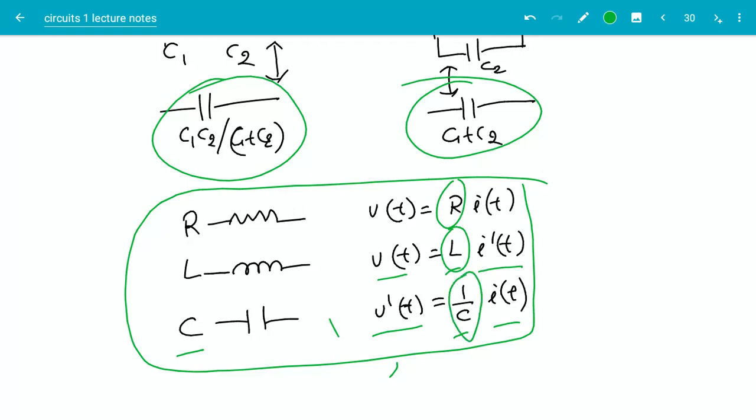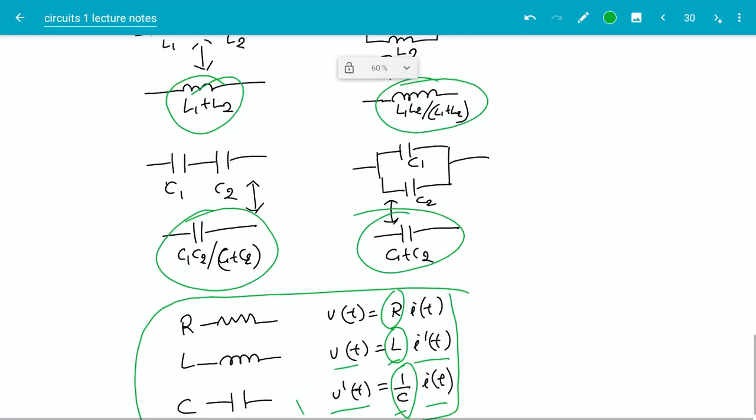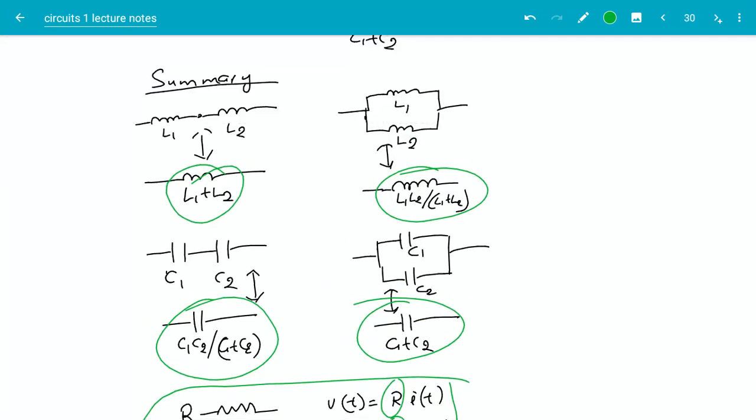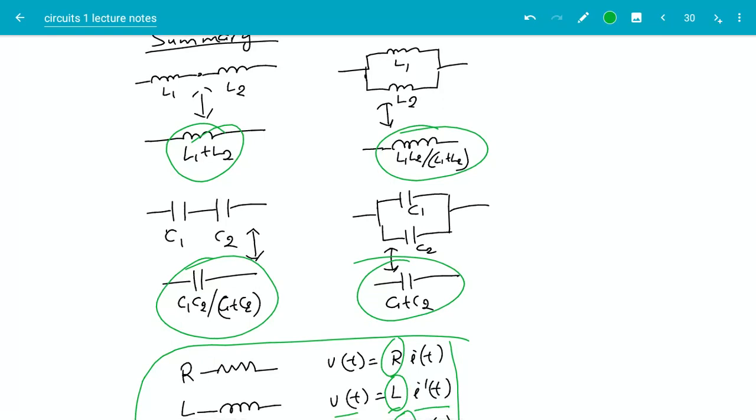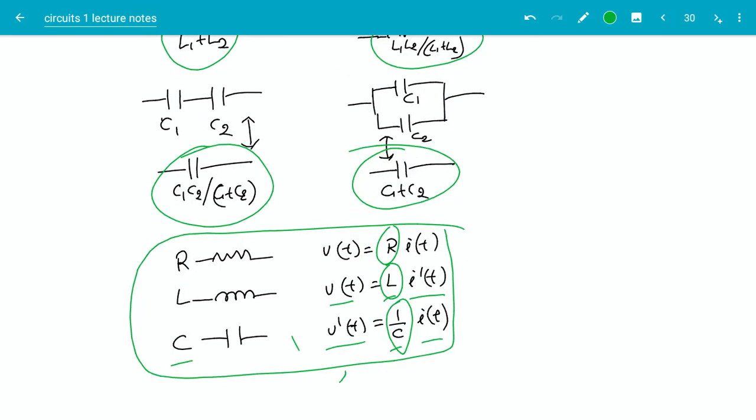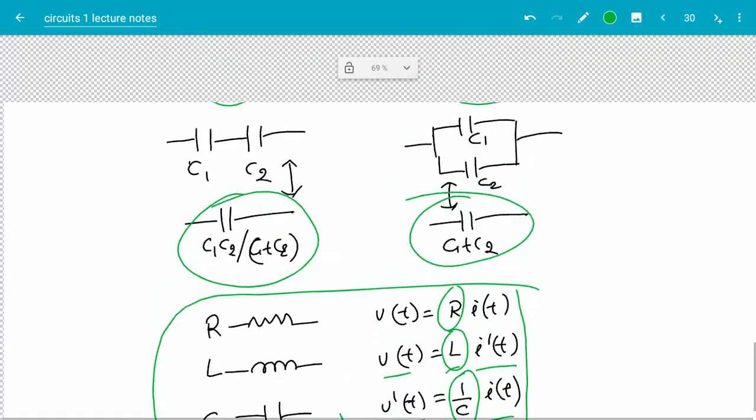If you look at the derivations, the reason inductors combine similar to resistors is because of this. When you put voltage on the left hand side and current on the right hand side, R and L are both in the numerator and the capacitor is in the denominator. This is why that happens. So inductors combine like resistors, and capacitors combine the opposite way. Okay, so that's pretty much it about parallel and series combinations.